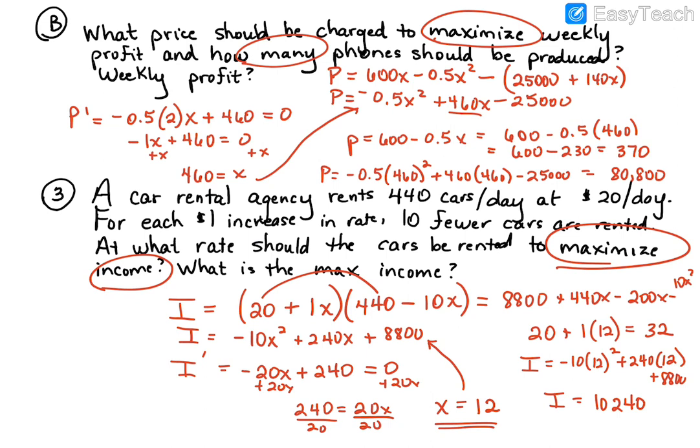Now, they never asked how many cars it would be, but if they did, then you're simply going to be plugging that into this part of the equation, and that would tell you the number of cars. But this is what they asked for, not the 12. They asked for the price and the maximum income.